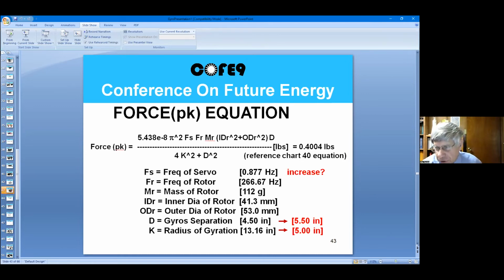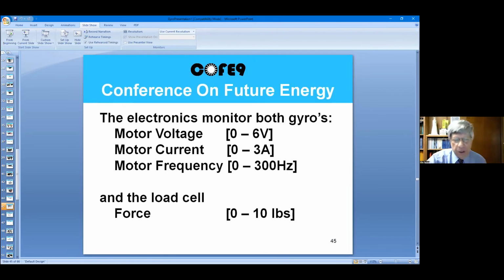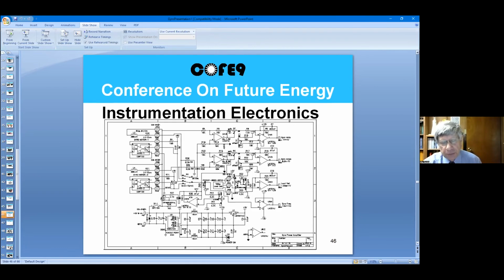The next step is we'll look at the instrumentation electronics and dig down into the schematics a little bit. The electronics on this thing are powered off the same 6-volt supply that runs the gyro motors, and they're designed to monitor both motor voltages from 0 to 6 volts, both motor currents 0 to 3 amps, both motor frequencies 0 to 300 hertz, and it also monitors the load cell 0 to 10 pounds. And then all that goes out to a connector. You can connect up to an oscilloscope so you can monitor all your parameters.